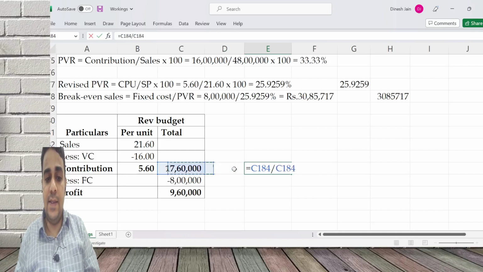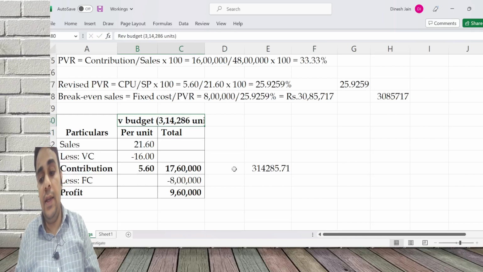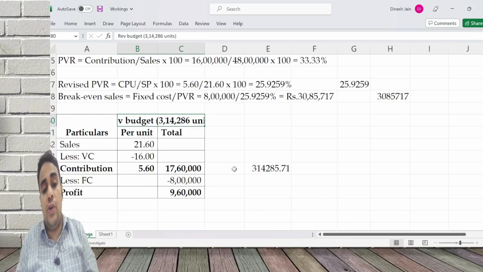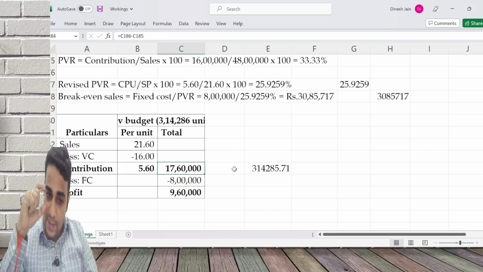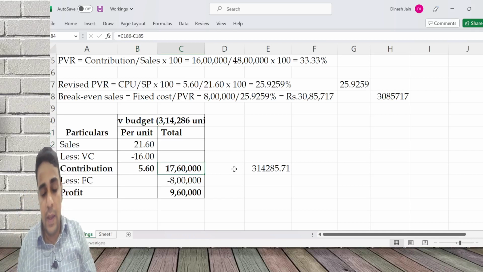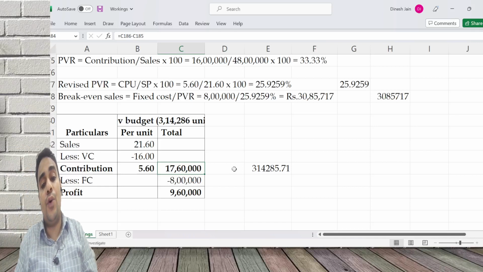17 lakh 60,000 is the contribution required. Per unit is 5.6. So it becomes approximately 3 lakh 14,286 units I have to sell. 314,286 units.